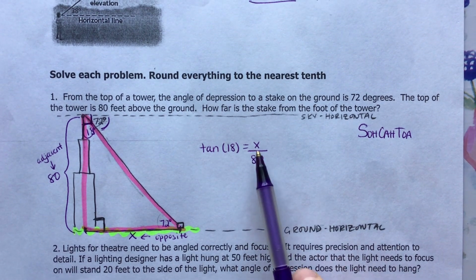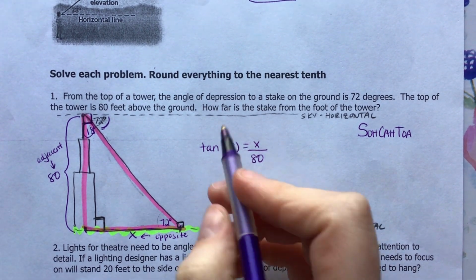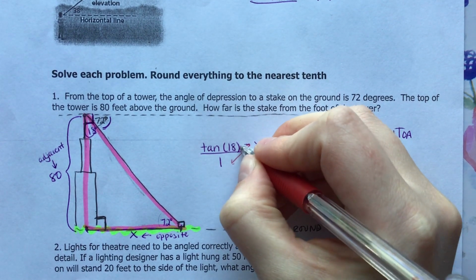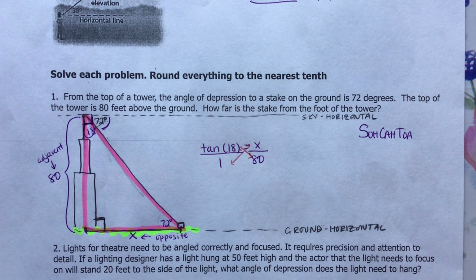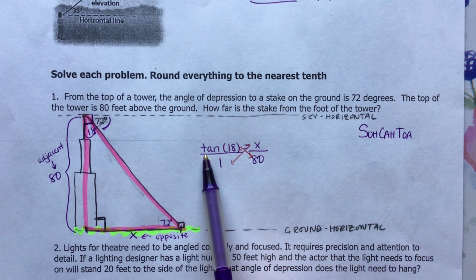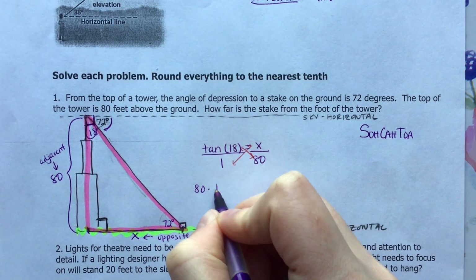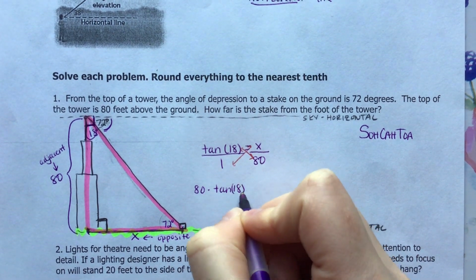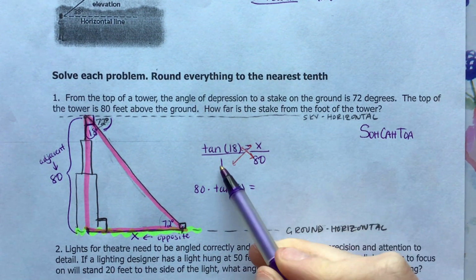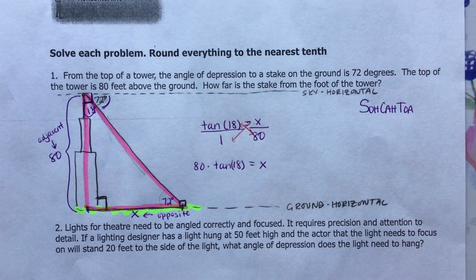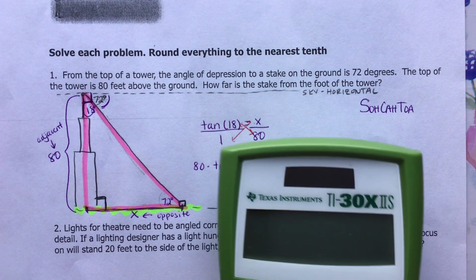Now I need to get this x all the way alone. The way I'm going to do that is by putting this guy over 1. I didn't change the value when I do that. And then I cross multiply. 80 times the tangent of 18 equals 1 times x, which is x. Now that x is entirely isolated, it's time for us to go to our calculator.